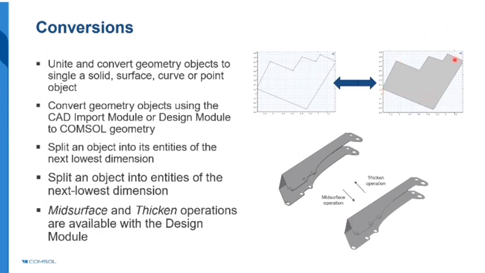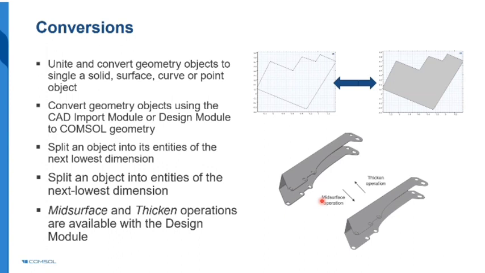Or if you have this solid surface over here, you can just use the convert to surface operation and get a curve out of your solid object. Then there are two other options also available, the thicken operation as well as the mid surface operation. For many physics you might have different requirements also.